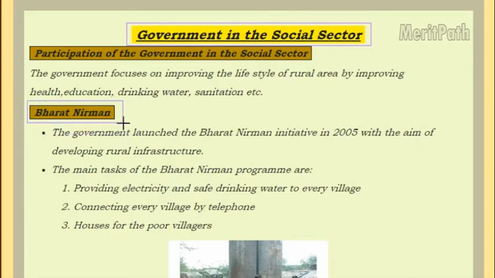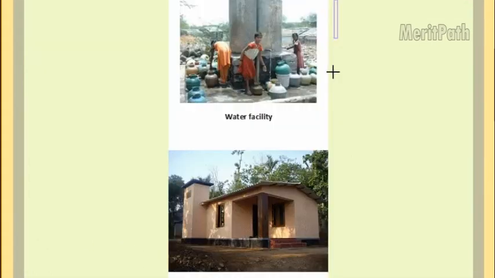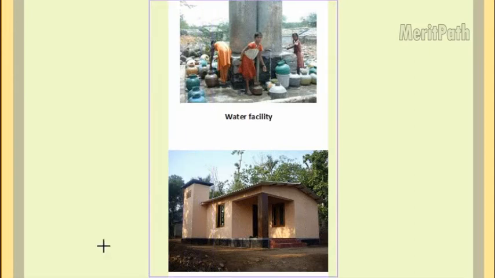Bharat Nirmaan. The government launched the Bharat Nirmaan initiative in 2005 with the aim of developing rural infrastructure. The main tasks of the Bharat Nirmaan program are providing electricity and safe drinking water to every village, connecting every village by telephone, providing houses for the poor villagers, providing water facility and houses for the poor people.